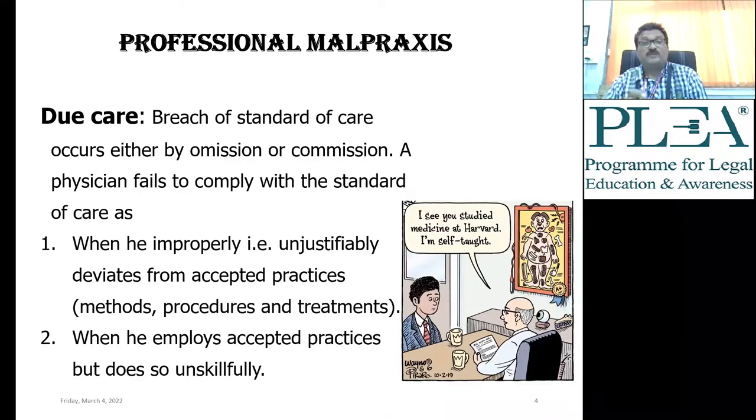So both of these reflect a lack of due care, or a breach of the standard of care. On the right-hand side, we have a cartoon-like presentation in which the doctor says, "I see you studied medicine at Harvard, but I am self-taught." This is where there can be a breach of the standard of care, either by act of omission or act of commission, which results in professional malpraxis.